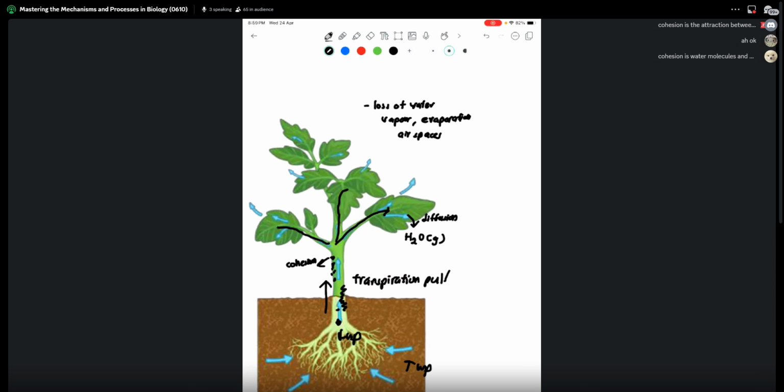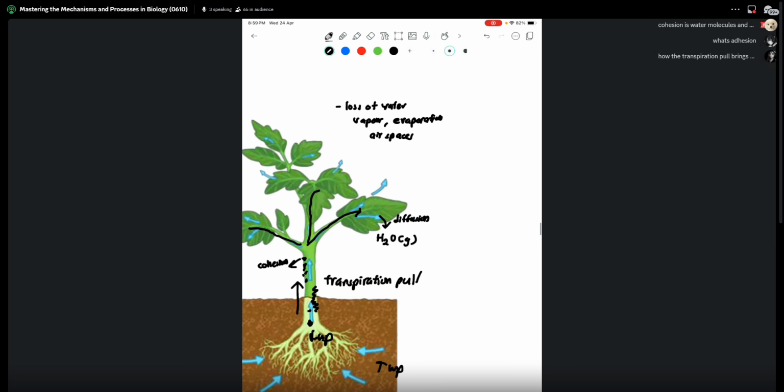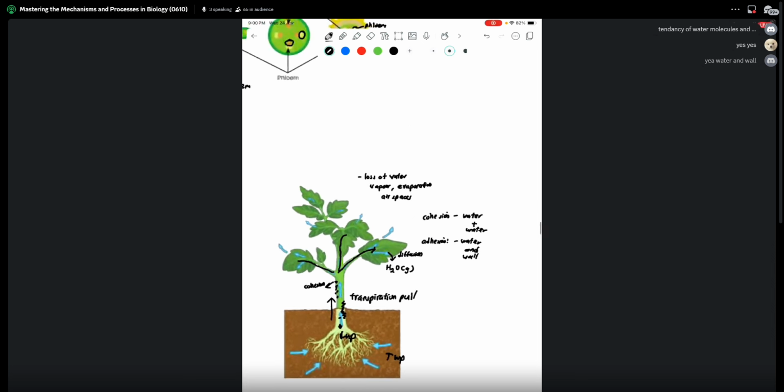Cohesion is the attraction between water molecules. Yes, correct. Oh wait, my bad. Cohesion is between water molecule and water molecule. Adhesion is between water and the wall. Okay, make sense? Yes, correct. All right, awesome.